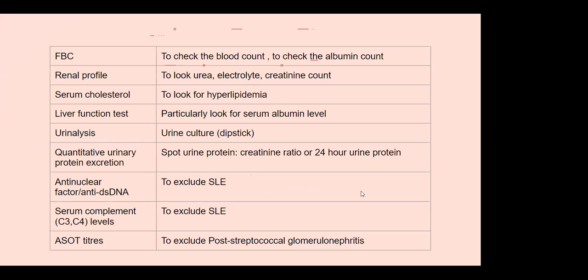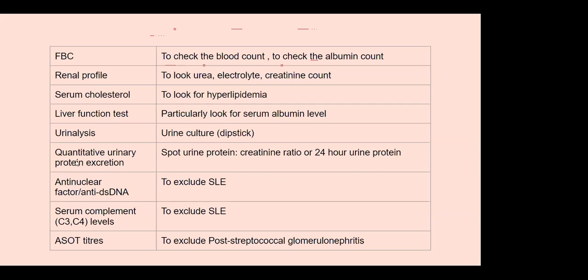So for the investigation, first we do a blood count, to check the blood count and the albumin count. Next, renal profile to look for urea, electrolytes, and creatinine. Next, serum cholesterol to look for hyperlipidemia. Next, liver function test, particularly looking at the serum albumin level. For urinalysis, we use a urine dipstick to look for proteinuria.